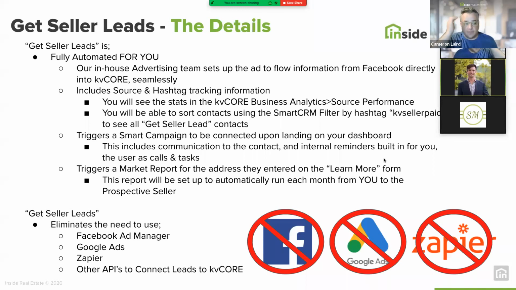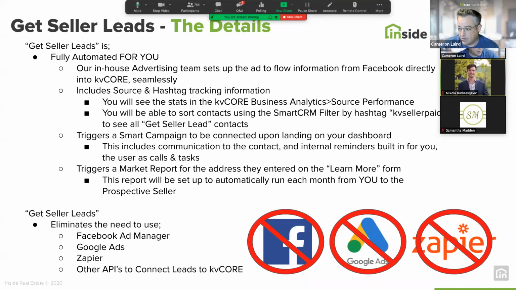Get Seller Leads is essentially a fully automated advertising program for you. Our in-house team creates these beautiful ads that we post on Facebook, and the leads flow directly into your kvCORE system. When these leads come in, they're automatically hashtagged with KV Seller Paid, which makes it super easy to use your smart CRM filter to identify those leads and get them going onto your campaigns or anything else that you want to do.